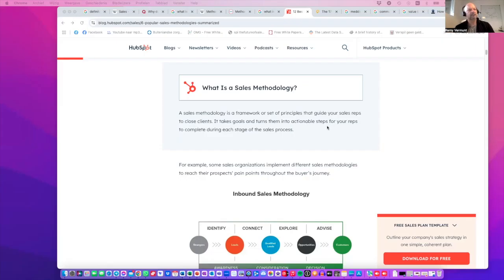So the sales methodology is a framework or set of principles that guides us salespeople through the sales process, taking the actionable steps. What's the difference between an activity and an actionable step? "To complete those steps during each stage of the sales cycle." Do I agree with that? A framework or set of principles. I'm missing something. What am I missing? Yes, I'm missing skills. It's not just actionable steps, activities. It's not just a set of principles, the idea, the philosophy. It's not just a framework. That's already the sales process. It's also skills.